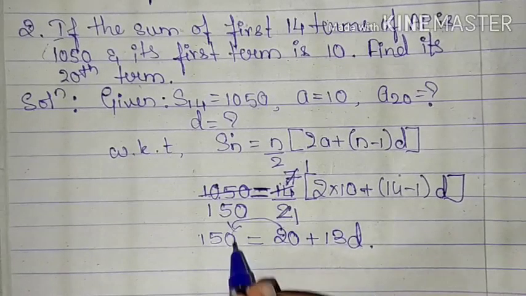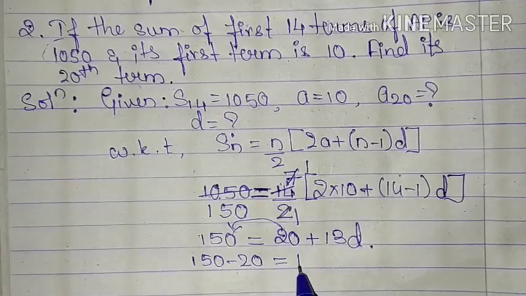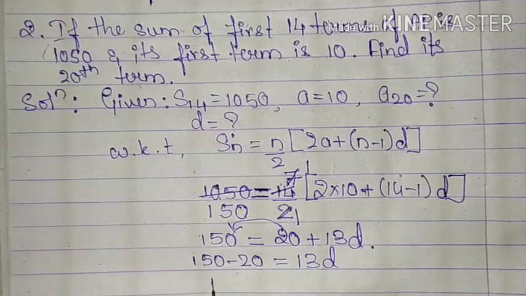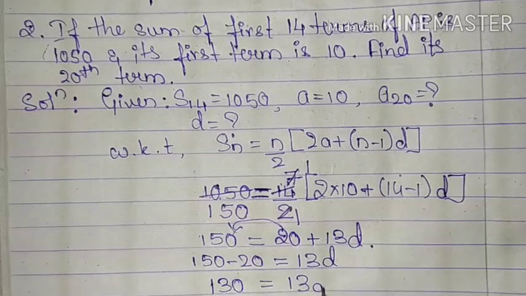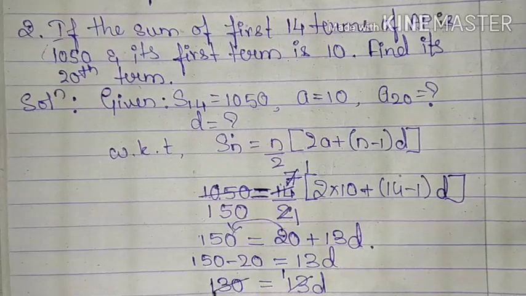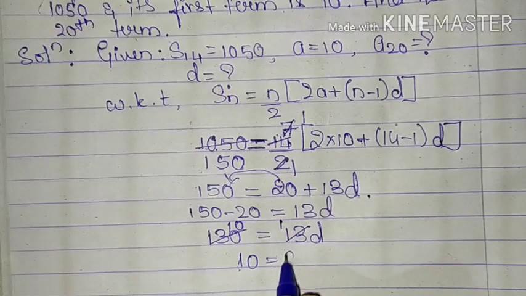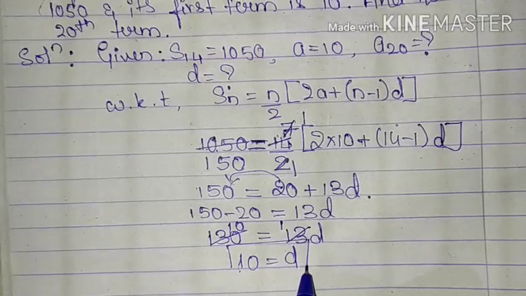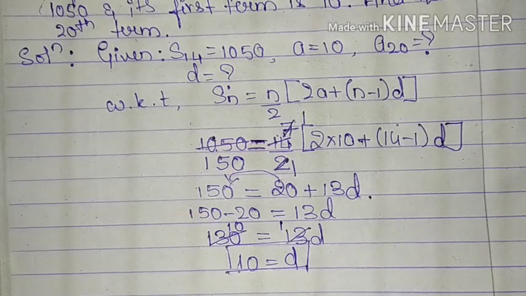Now transposing, 150 minus 20 is equal to 13d. 130 is equal to 13d. 13 ones are 13, 13 tens are 130. So 10 is equal to common difference d. So the value of common difference for this arithmetic progression is 10.